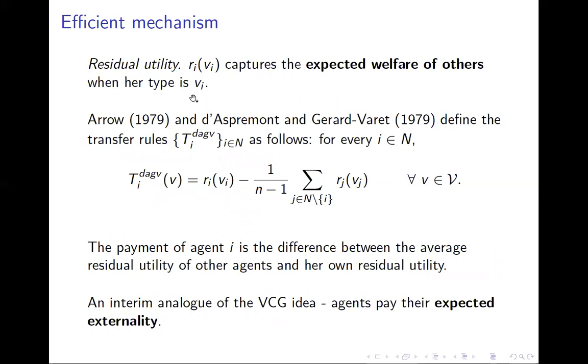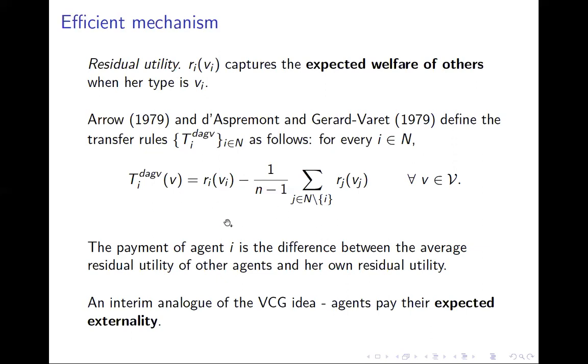That's the RIVI interpretation. So the payment in this dAGV mechanism is the following. An agent I who at type profile V pays an amount which is equal to its own RIVI subtracted by the average of RJVJs of the other agents. So this subtracted term is the average of RJVJs of the other agents, and RIVI minus that average is the payment of agent I. So why is this particular choice of payment?